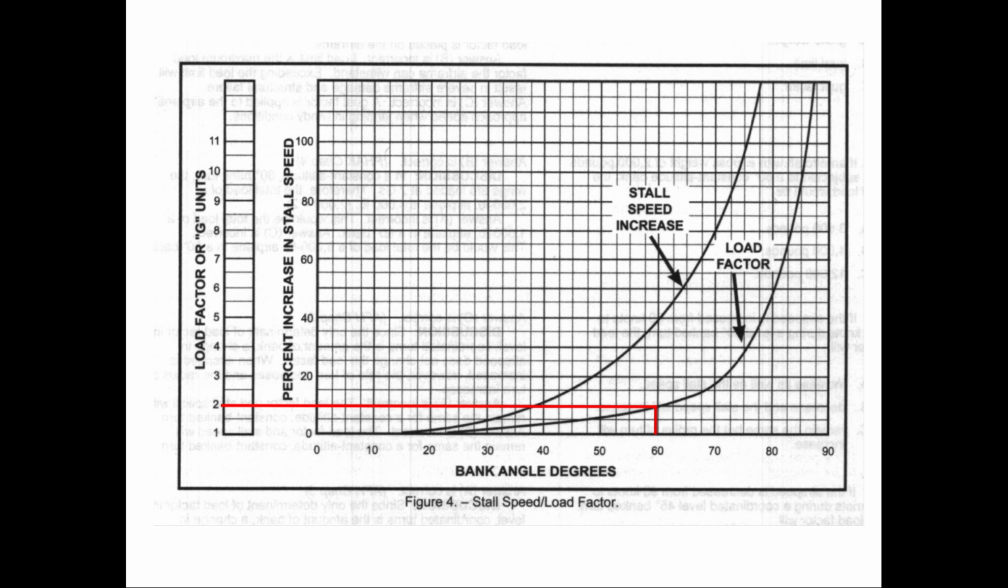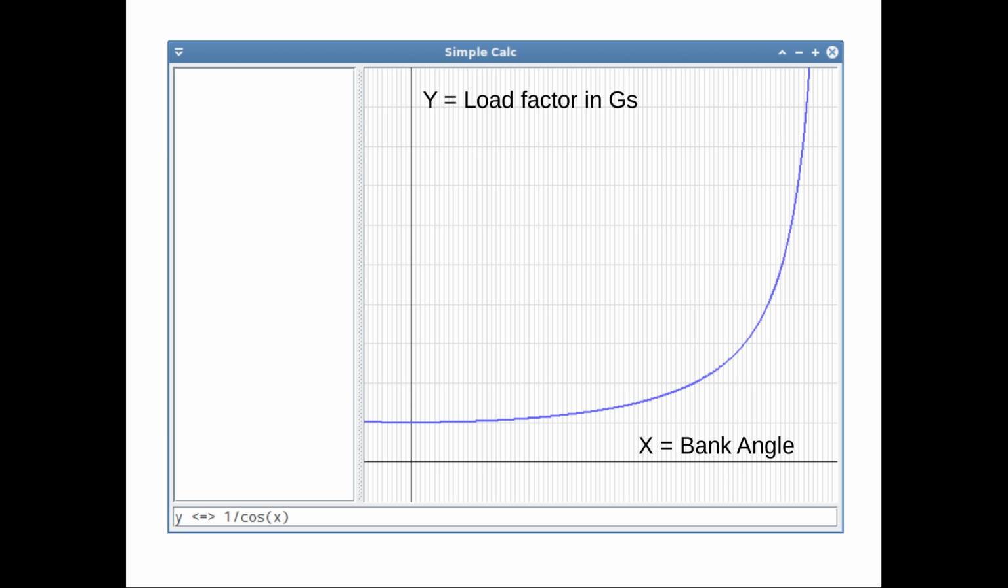So how does this graph actually get you the correct answer? Well, it turns out that if you plot, using a graphing calculator, 1 over the cosine of the bank angle, you get exactly this graph. So all this particular chart is doing is allowing you to read the value of the cosine, or really 1 over the cosine, read the value of that function off of a chart. And it's just as quick, or quicker, to type it into a calculator, and a lot more precise.